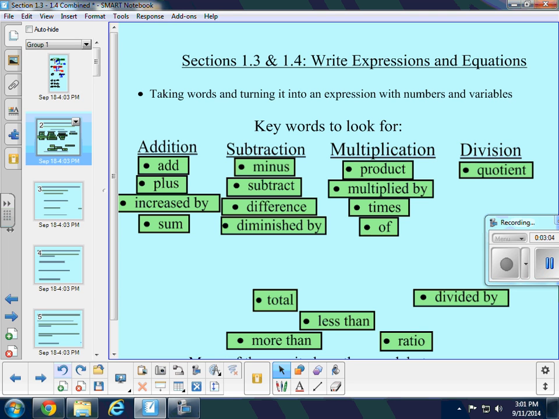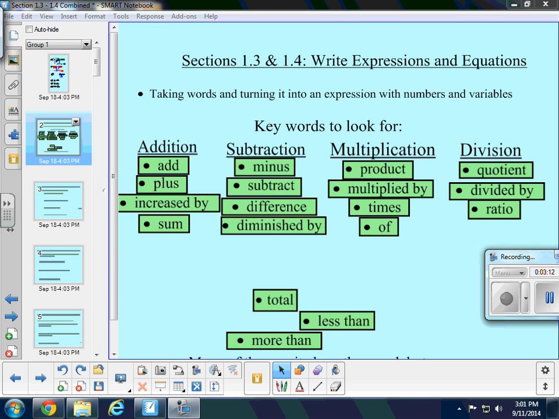A couple more for division: divided by, and actually ratio as well. Ratio, we can think of that like a fraction. And a fraction really just has 2 numbers and a division bar. So that ratio is also division. I'm going to put it under the division column.